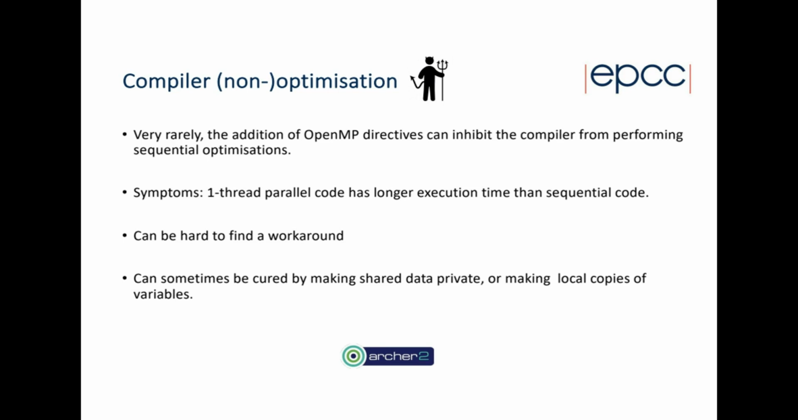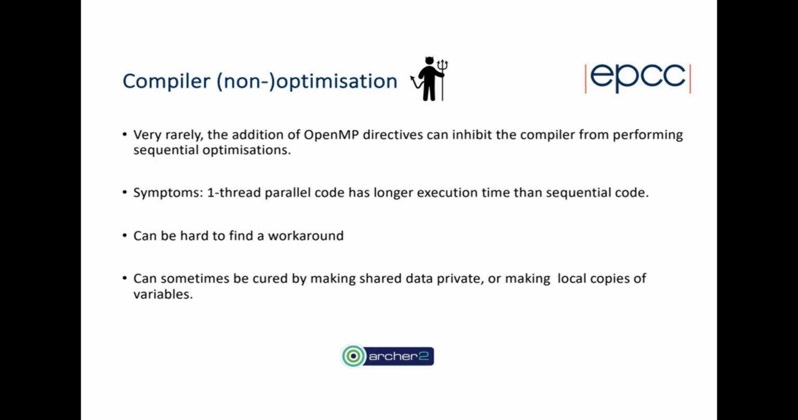So those are the main 6 causes of poor performance. The other possible one, which you might be unlucky enough to come across very occasionally, is compiler non-optimization. In rare cases, adding OpenMP directives can actually inhibit the compiler from performing its sequential optimizations. The symptom you'll get there is that the one-thread parallel code has a longer execution time than the sequential code compiled without OpenMP. So adding OpenMP has some bad interaction with the compiler optimization.